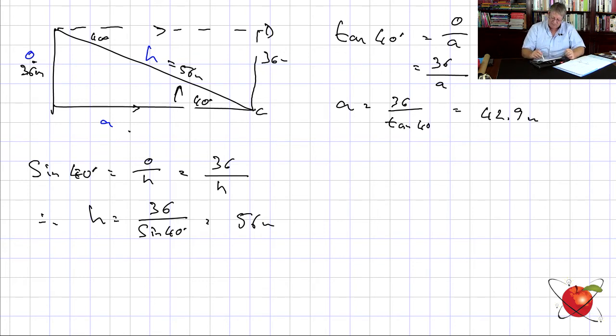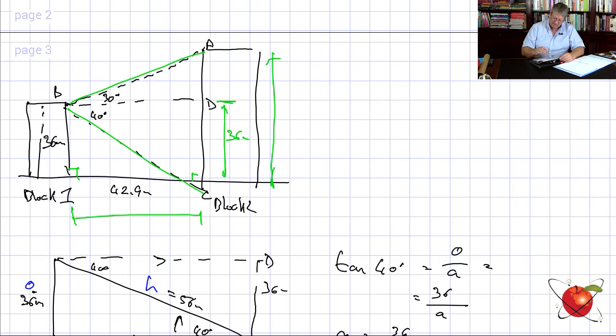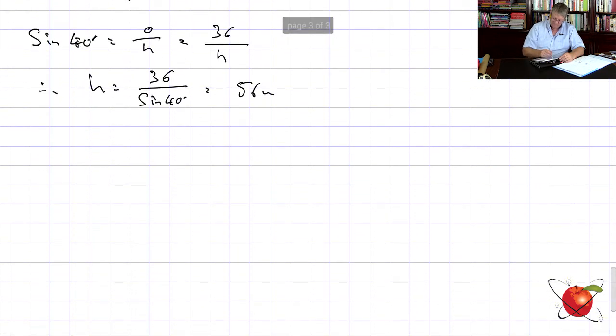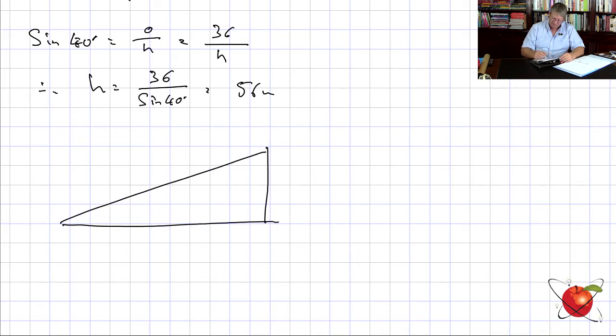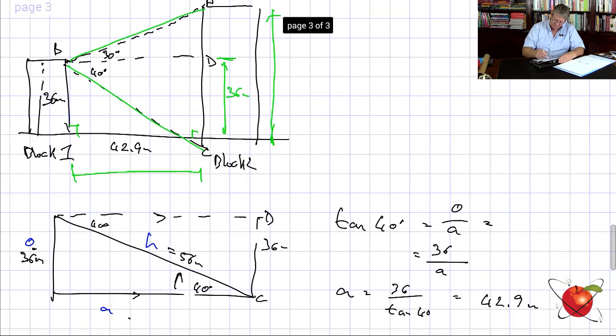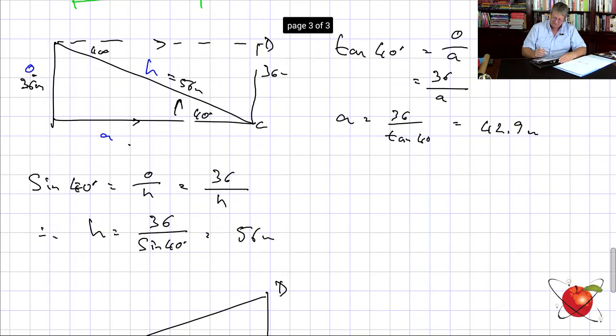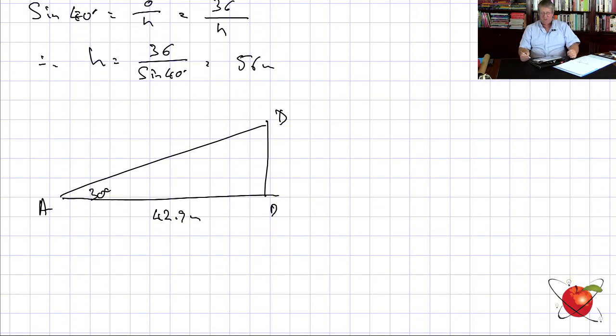Now I go to my triangle above. You can see this is triangle ABD, and I'm going to write triangle ABD down here. This was 30 degrees. Now let's put in what we know. We know that this is 42.9 meters. How? Go to your diagram and put it in. 42.9. This is 56. Now we need to know that height and the hypotenuse. Can you see we're working everything out?